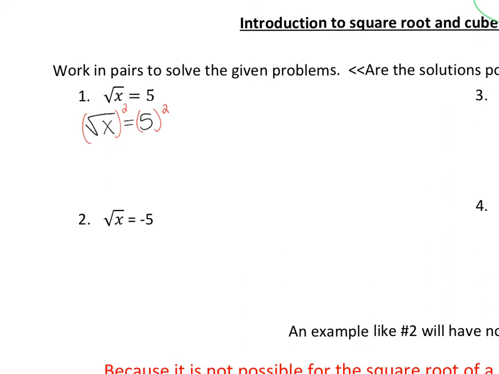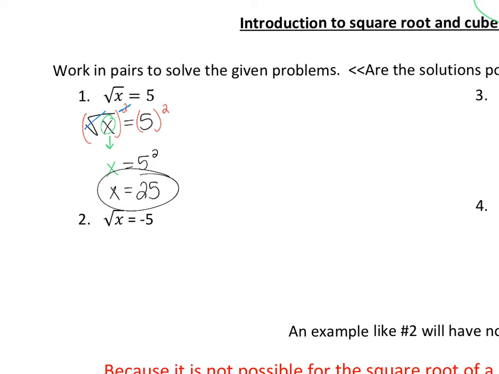Now, what I told you from the last problem is that the radical and the little 2 exponent cancel each other out, and all you're left with is x. And then on this side, we have 5 squared. We all know that 5 times 5 is 25. So x equals 25. Now, when we are completing these problems, it's super, super important to check. I know most of you want to skip this step, but you can't. You have to check.